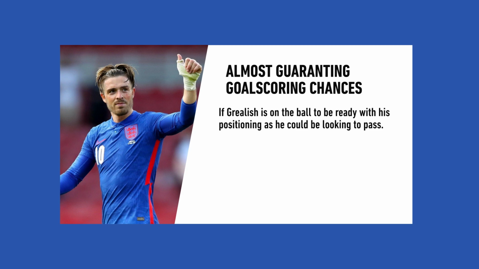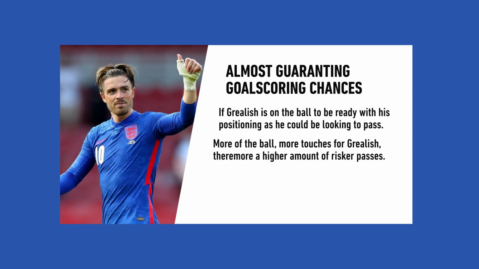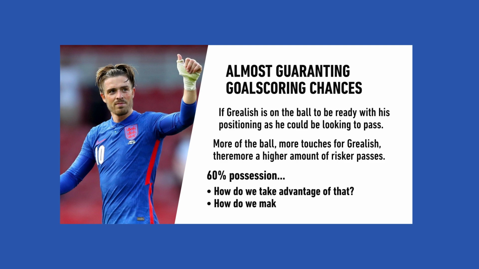And like I said earlier in the video, England should have more of the ball, leading to more touches for Grealish and therefore a higher amount of riskier passes being made. I think England need to see this as a match where they will have around 60% possession and ask the question, how do we take advantage of that? How do we make use of that possession? This starting 11 does that and puts England in a great position to get the 3 points.